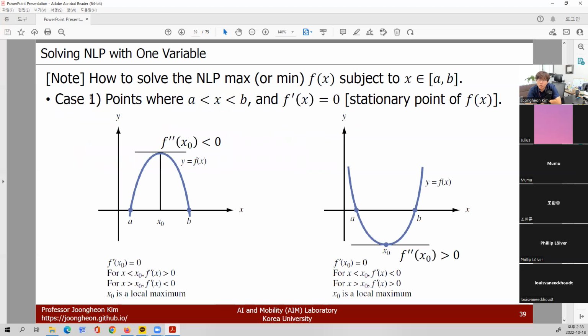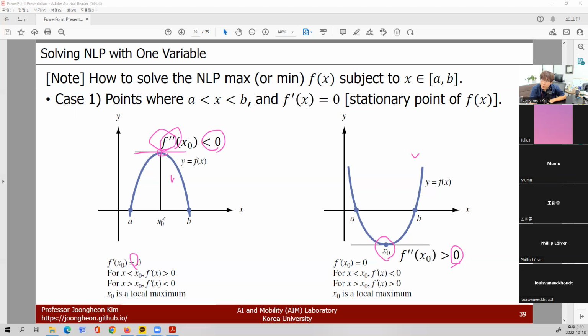Okay, so case one, points between A and B. You have interval A and B on the left-hand side and right-hand side, right? Suppose this is the concave function and this is the convex function. When you take the second order derivative, you can find the maximum value. For this one the first order derivative is 0, but when you take the second order derivative, it is concave, so it will be negative. This is the convex function, so when you take the second order derivative, it will be positive, as we did before. And then the first order derivative value gives you the minimum point.